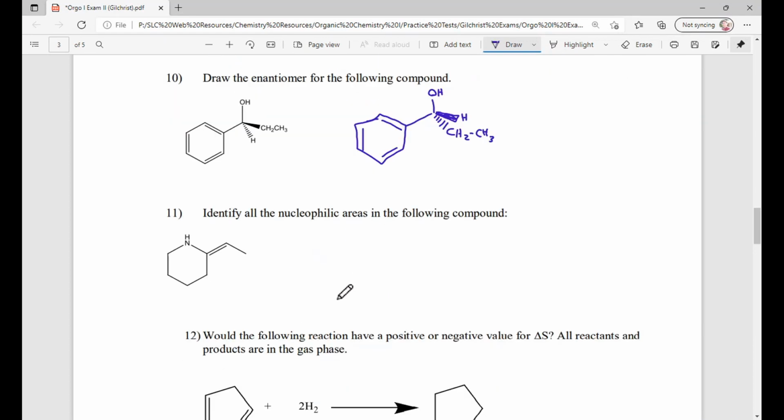Awesome. Now this one says identify all the nucleophilic areas in the following compound. Now, what does it mean to be nucleophilic?